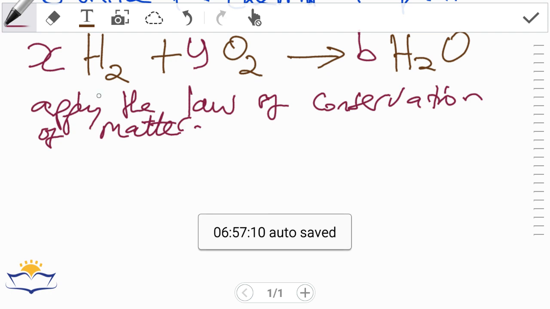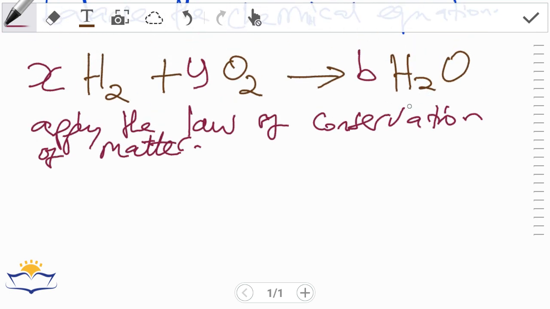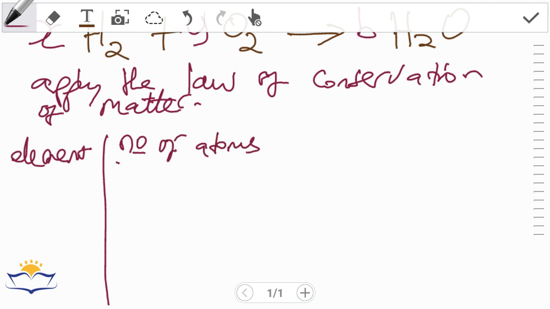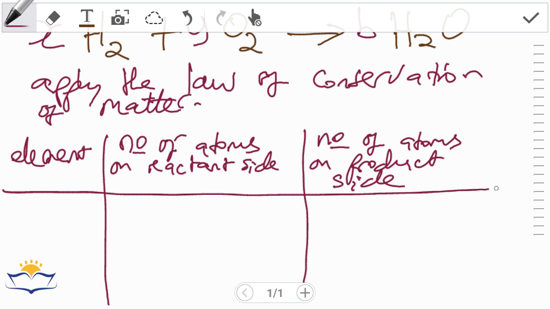Which means the total number of hydrogen atoms on the reactant side equals the total number of hydrogen atoms on the product side. The total number of oxygen atoms on the reactant side equals the total number of oxygen atoms on the product side. To make the work easier, we just form a table. You say element, number of atoms on reactant side, and number of atoms on product side.